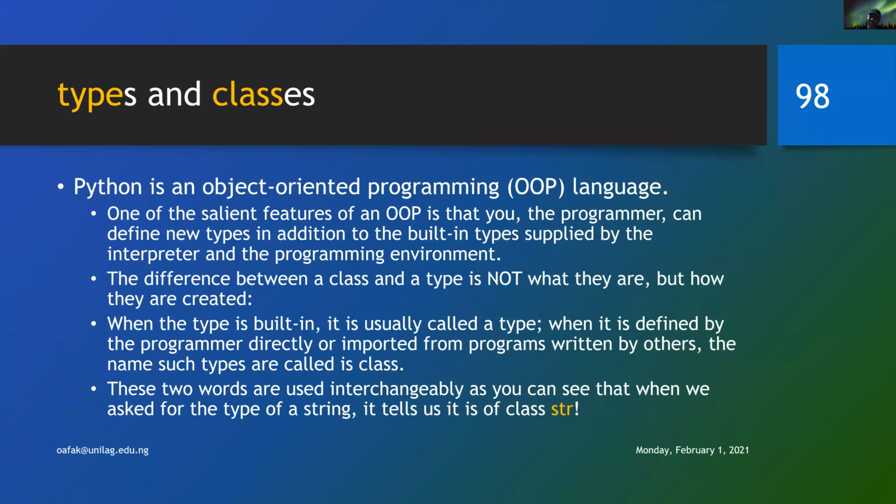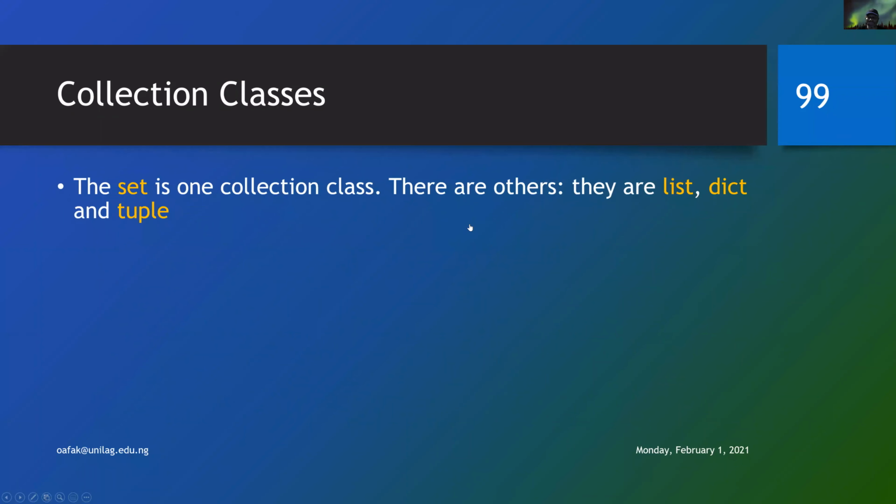Collection classes. The set is one collection class. We've already seen the list, the dict, and the tuple. How do we tell Python about the type we are using? Python gets to know the type by inferring from the value created the first time the type is used. Python knows, for instance, that Olu and Chike are sets of strings because in the first allocation of value, a set of strings was assigned.